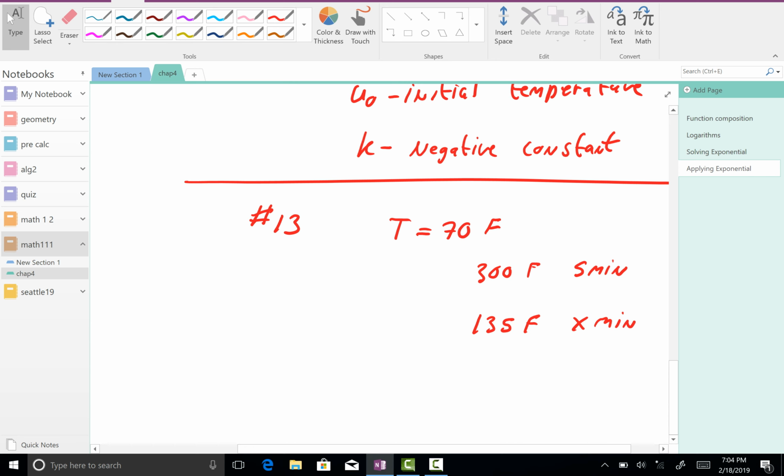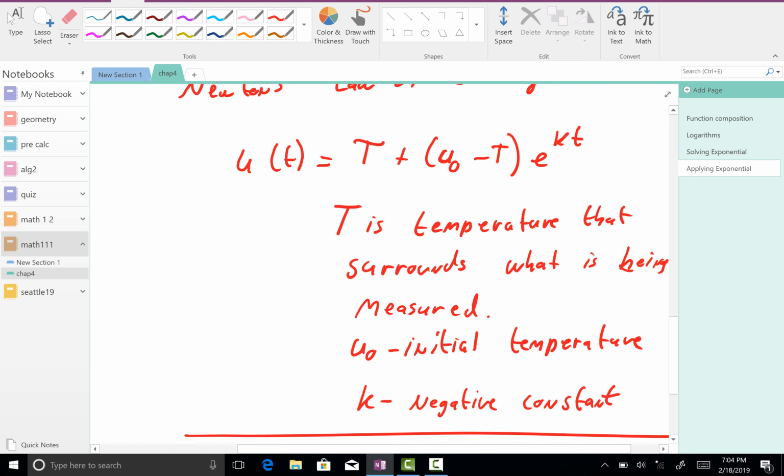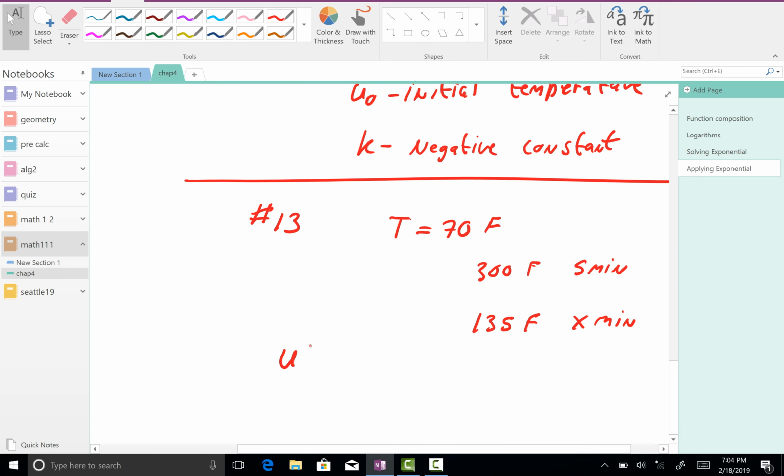So let's use Newton's law of cooling to figure this out. So it was U sub T equals the big T. So what is that? 70 degrees, right? Because they take it out at 70 degrees. Plus, excuse me, parentheses, U sub 0, that's the initial. So what is the initial temperature? 450.